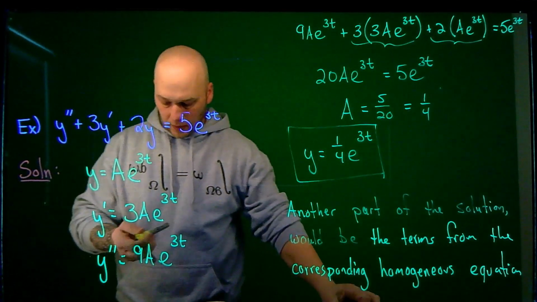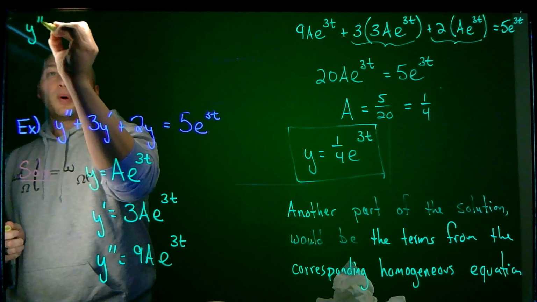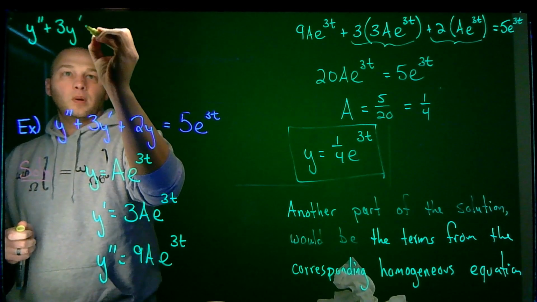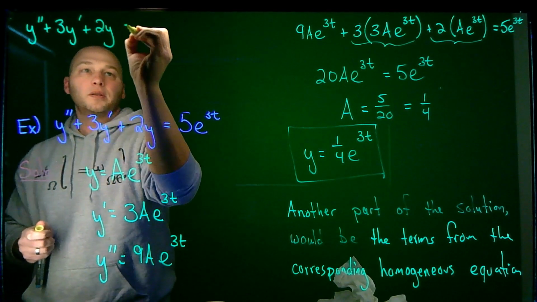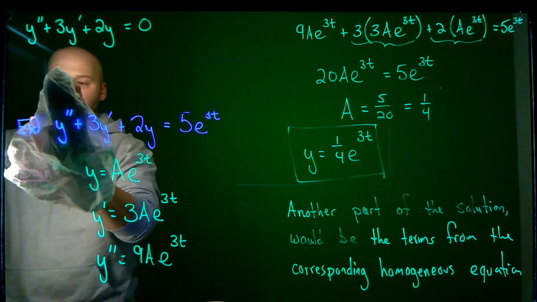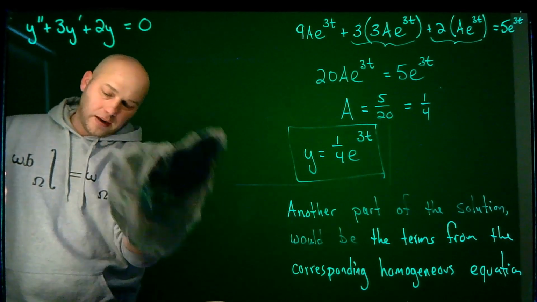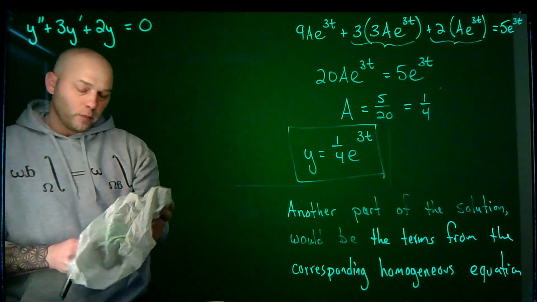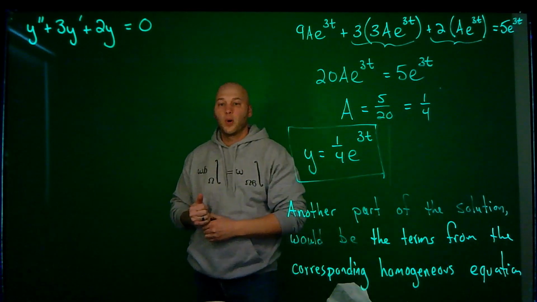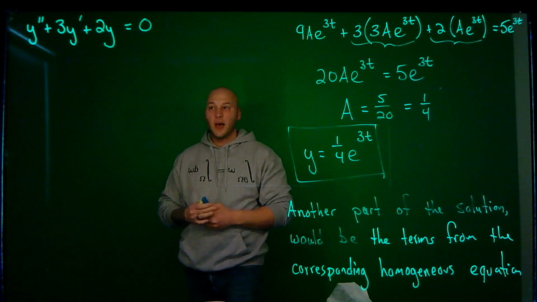Write this back up at the top so I don't forget what it was. We've got y double prime plus 3y prime plus 2y is equal to 0. So this is the corresponding homogeneous equation. And again, if you have not seen the videos, or if you forgot how to solve a homogeneous equation with constant coefficients, go back and watch the videos that I posted for using what's called the characteristic equation. So I'm just going to go ahead and use that.